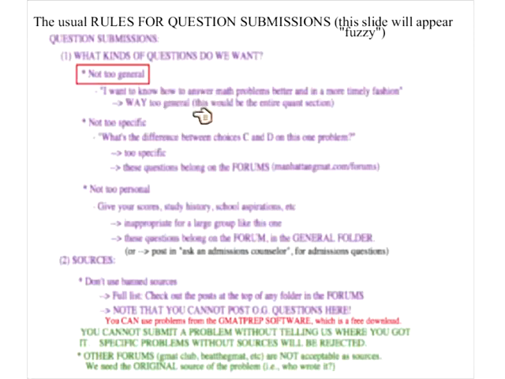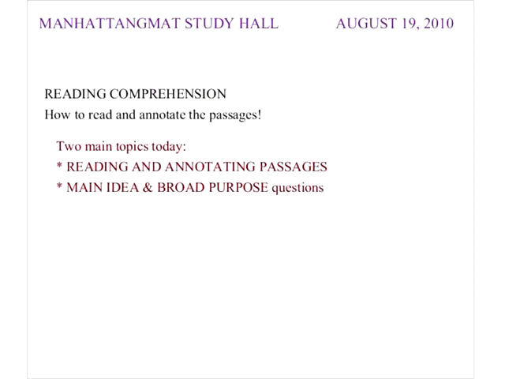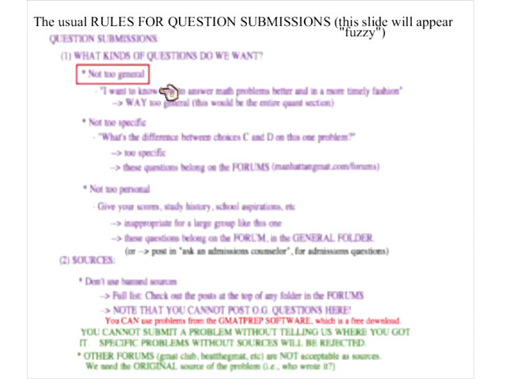Same thing if you say, how do I do critical reasoning, that's way too broad. Even saying, how do I do reading comprehension is way too broad. Your questions should be more specific than this. For instance, how do I read and annotate a critical reasoning passage? That's about the right scope of question. But how do I do RC in general is way too generic. Smiley face if you understand that.